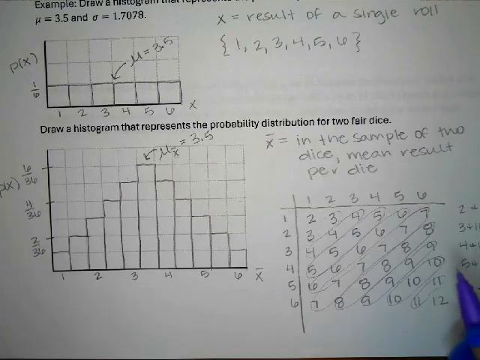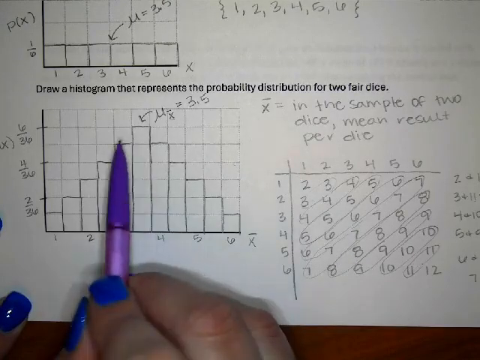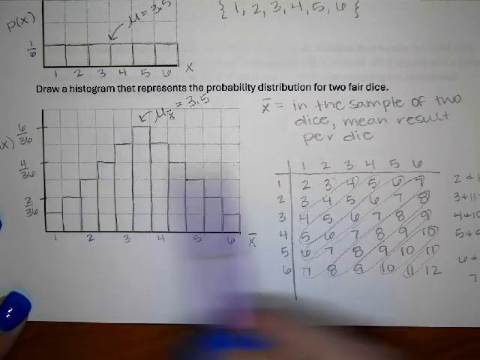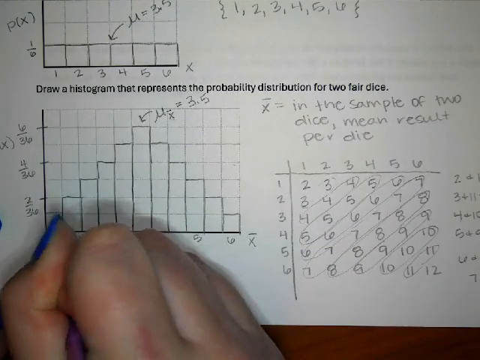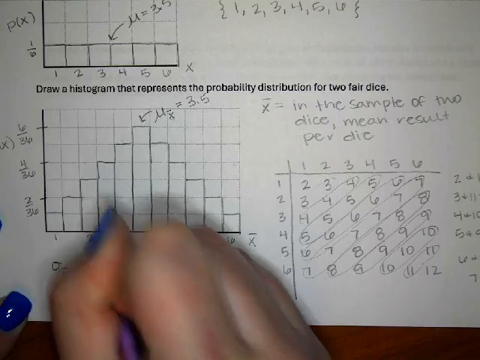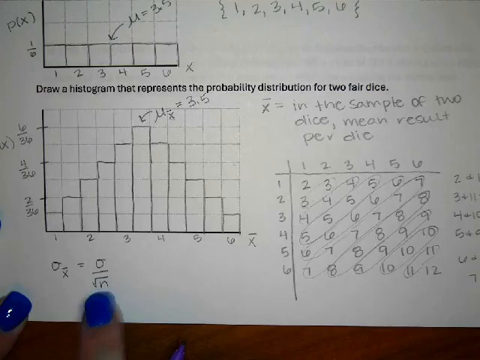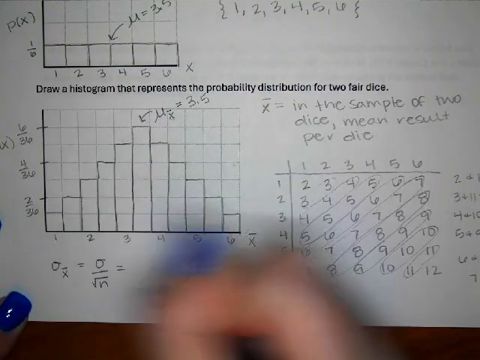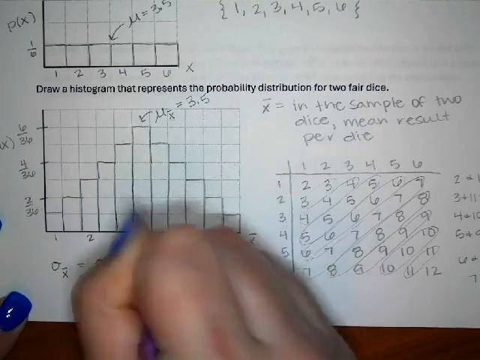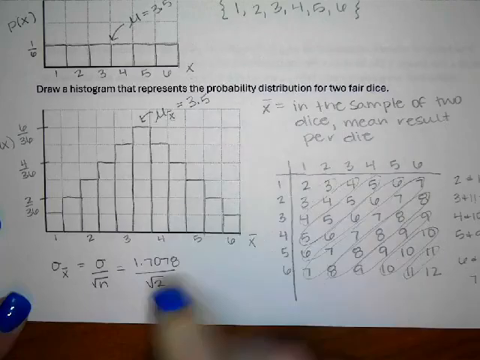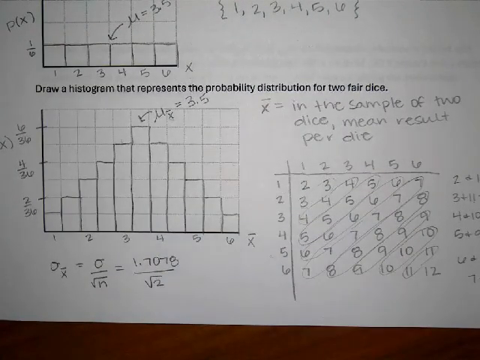Now, to calculate the standard deviation for the probability distribution of the sample means, you say sigma of x bar, and you take sigma and divide it by the square root of the number of trials, or the number of samples that you have. And so for this, we would do 1.7078 divided by square root 2, because we had 2 die that we were looking at, or the outputs of 2 die.